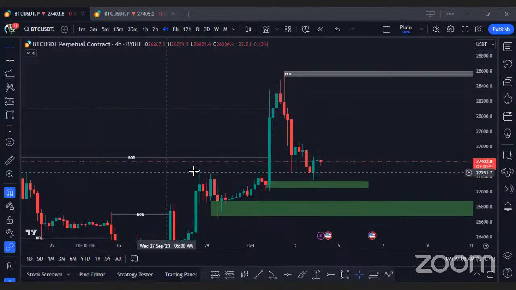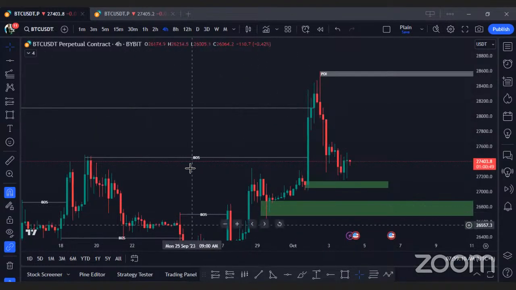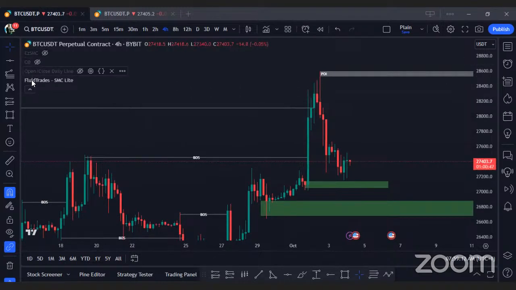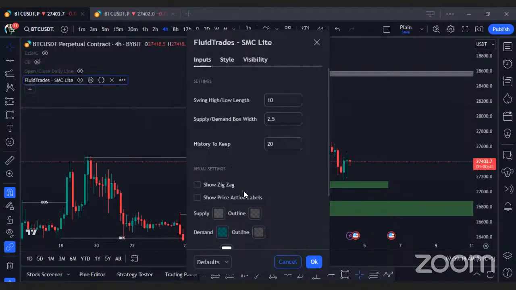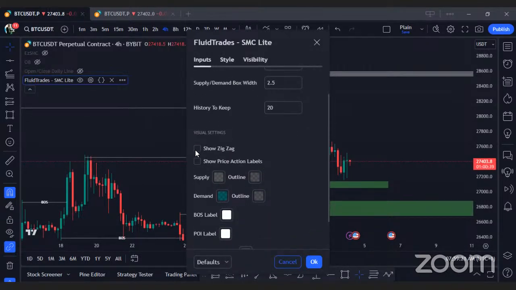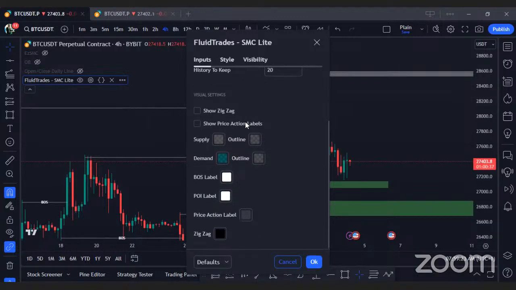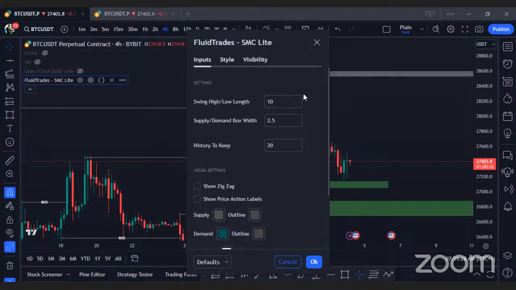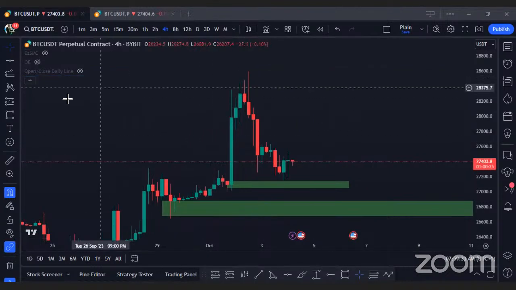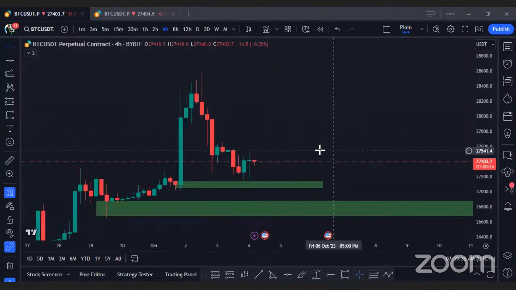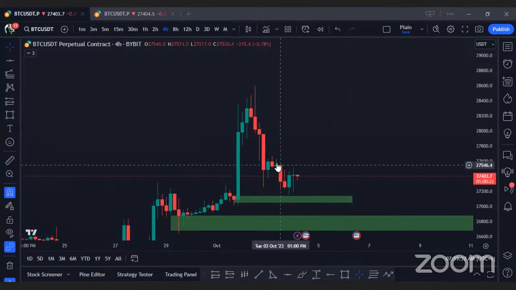Then you can start using that area, right? So it gives you these breaks of structure and all of that. You can go to the Fluid Trade settings, check out how many you want to see, but I just use the default. Okay, if you want to show the zigzag, show price action labels, you can go ahead and play around with this indicator, and it can help you. But support and resistance levels are easy to spot in the market. They are not too difficult, okay? They are very easy to spot in the market, right?